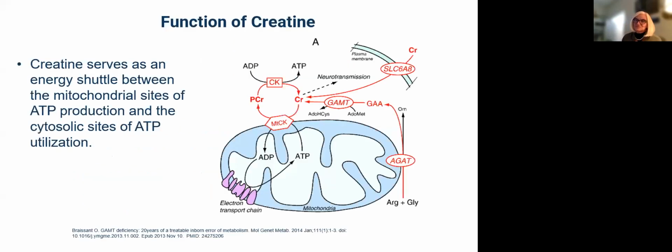So creatine serves as a shuttle between the sites in the mitochondria where ATP is produced, as you can see here, and the cytosol where ATP is utilized. Creatine is converted to phosphocreatine, and then phosphocreatine releases the phosphate to form ATP in the cytosol.